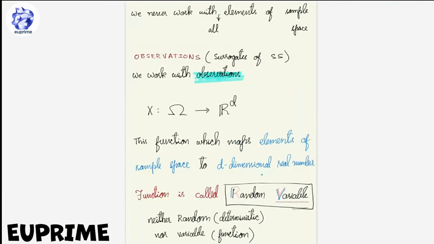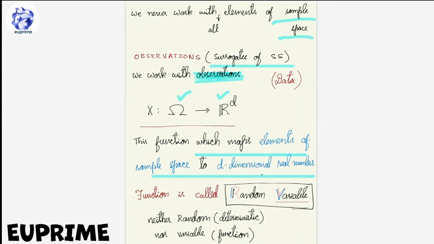Another interesting point to note is that we never actually work with all elements of sample space. We are basically using surrogates of these sample spaces, which we observe in real life, which is data. These surrogates are what you see in data, and these data as samples are random variables. The function that maps elements of sample space to d-dimensional real numbers is called a random variable. It's neither random nor variable. It's a deterministic function.